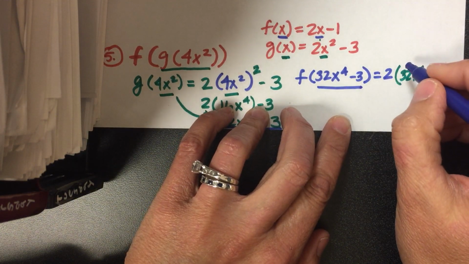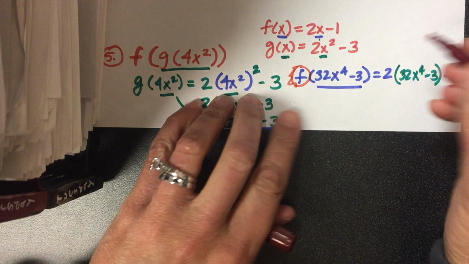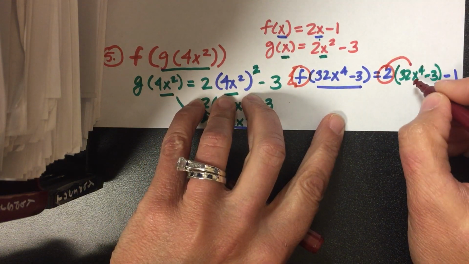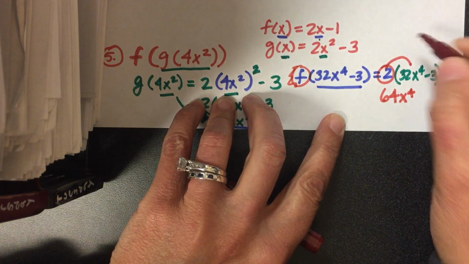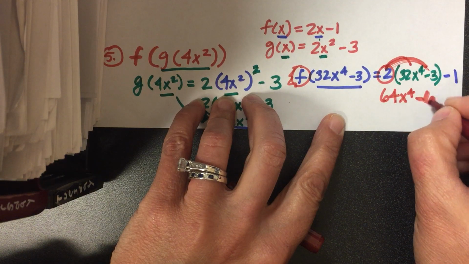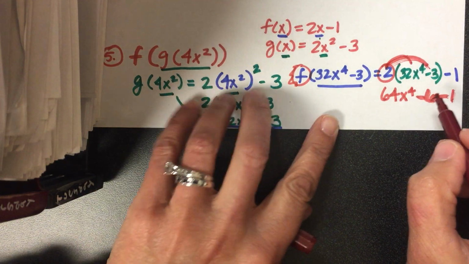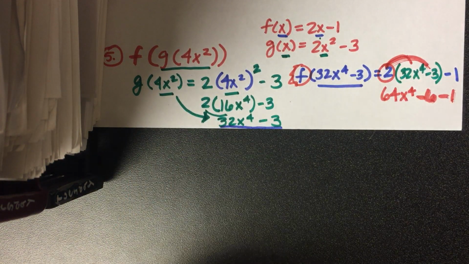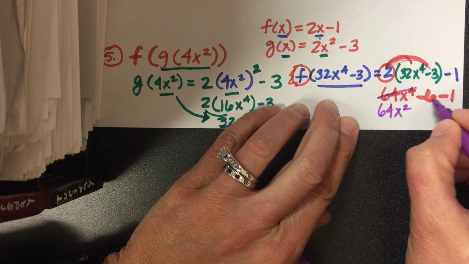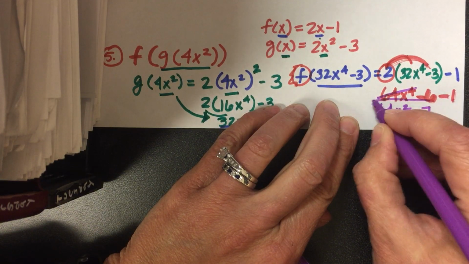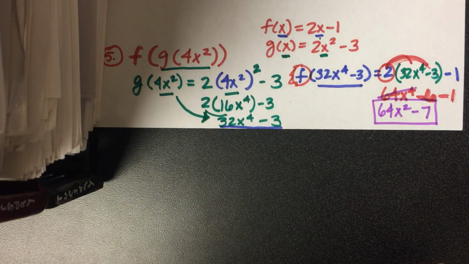And now I'm going to distribute. I'm going to follow the laws of exponents. So I'm going to take 2 and multiply it by 32x to the 4th, and I've got 64x to the 4th, and then I've got 2 times negative 3, which is negative 6, and then I've got minus 1. So that minus 1 is still hanging out. So I've got to look and see if I can actually combine like terms here, and I can. So I've got 64x to the 4th, which does not have any like terms, but then I've got minus 6 and minus 1, which is minus 7. And you're done. So that's f of g of 4x squared.